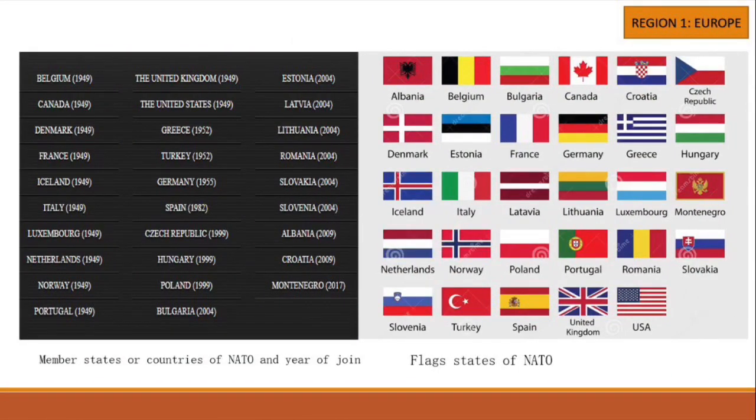These are all the 29 countries that joined the NATO organization. The first 12 members that joined the NATO organization in 1949 are Belgium, Canada, Denmark, France, Iceland, Italy, Luxembourg, Netherlands, Norway, Portugal, the UK and the US. And the last member for now that joined NATO is Montenegro in 2017. And here are also attached the 29 flags of the NATO member states.